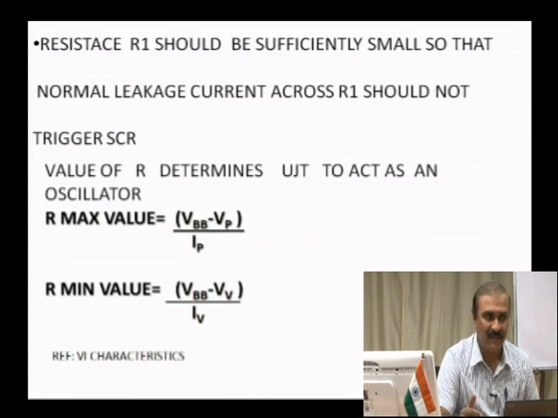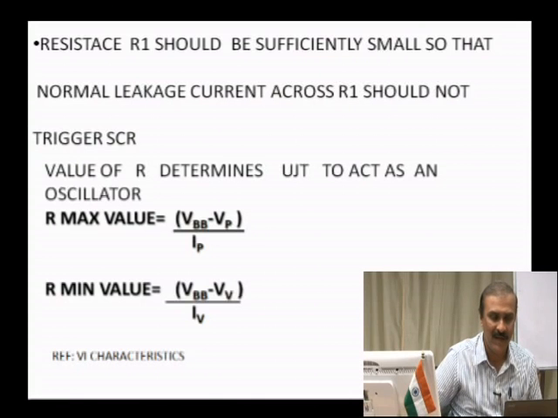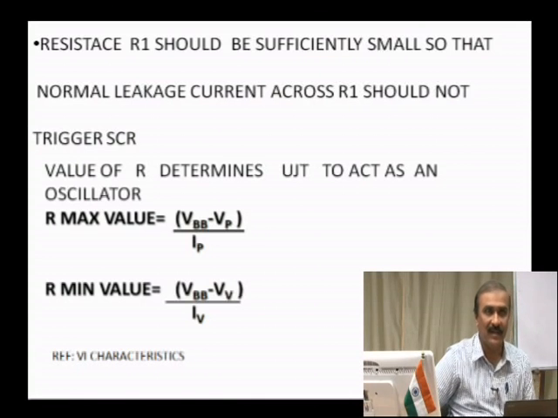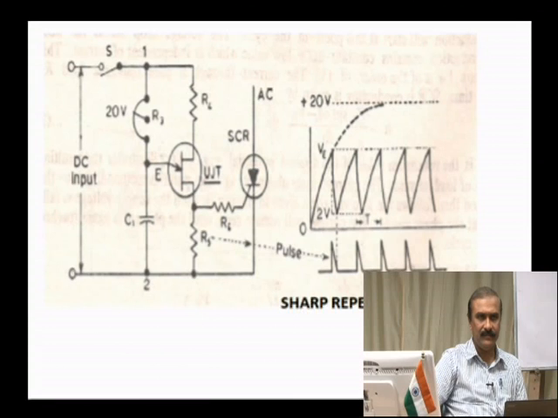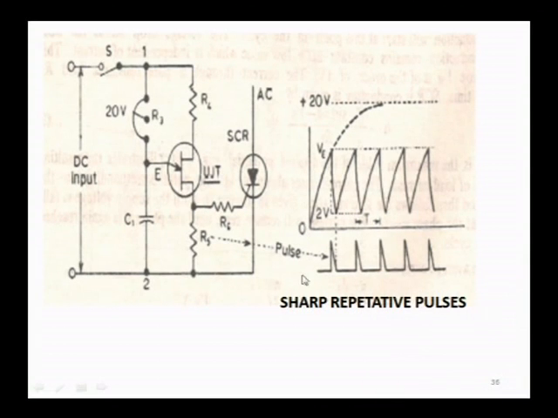So, one should know how to obtain this kind of values. Simply mugging up will not help you. You should know the significance and importance of these values. Now, this is the circuit. Sharp repetitive pulses are produced here.